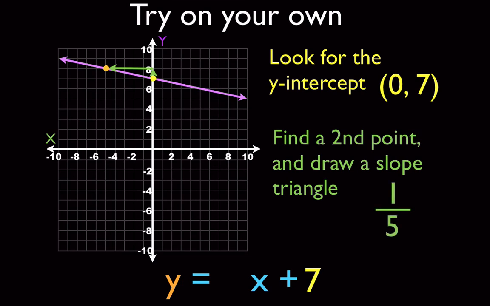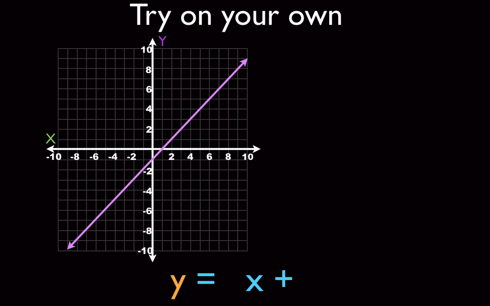Now I need to decide, is this a positive or negative line? Because I notice it's downhill, that must mean it is a negative line, and I can copy that into my equation. Okay, go ahead and pause the video, give this one a try as well.